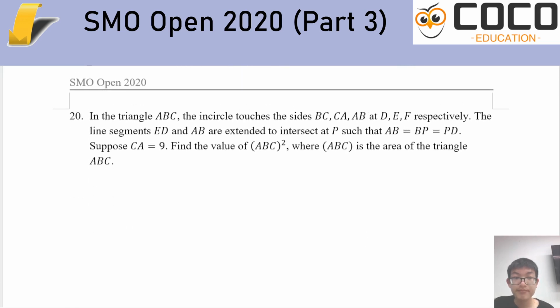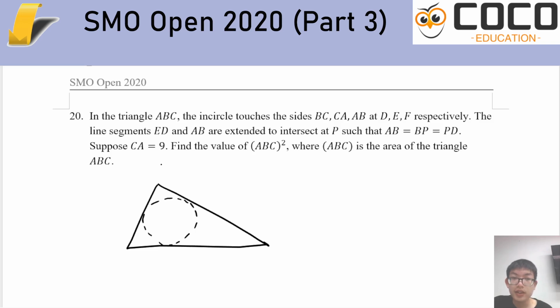Question 20. Triangle ABC with an in-circle touching at the 3 sides, and then stuff are extended. So let's draw it first. I don't think it is very likely I can make this look true on the first attempt, so I will just draw some random attempt at a diagram where let's just call this ABC.